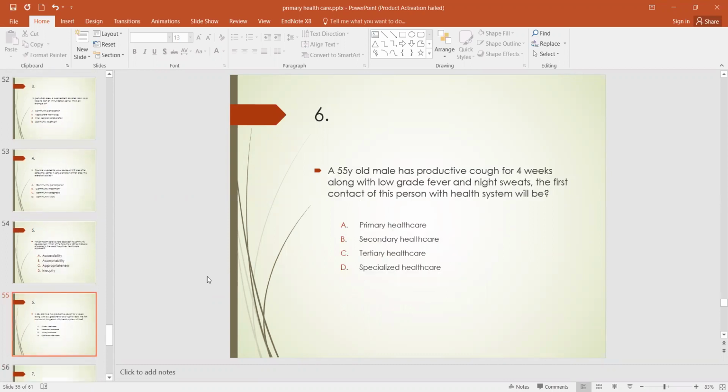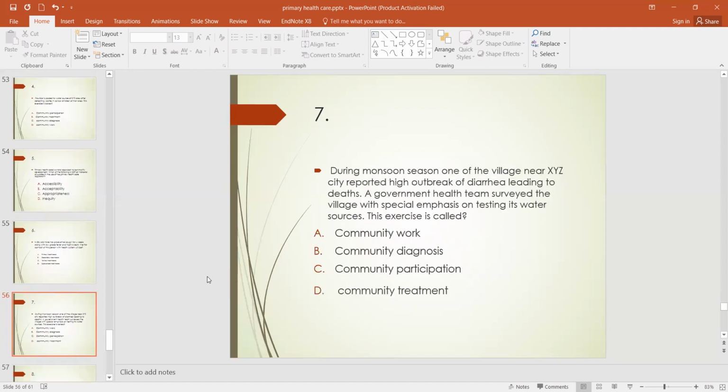A 55-year-old male has productive cough for 4 weeks along with low-grade fever and night sweat. The first contact of this person with the health system will be primary health care, secondary health care, tertiary health care, or specialized health care. A is the right one, primary health care.